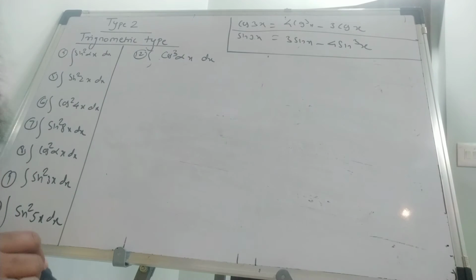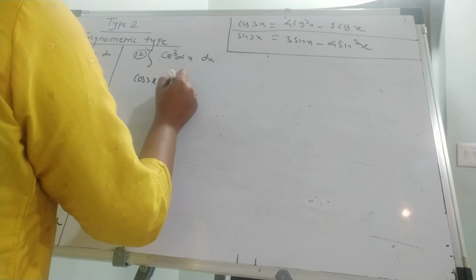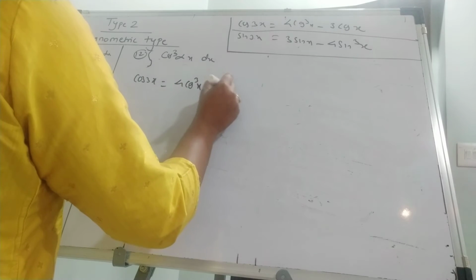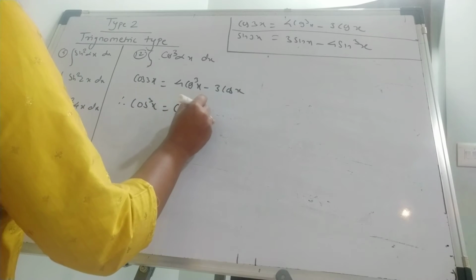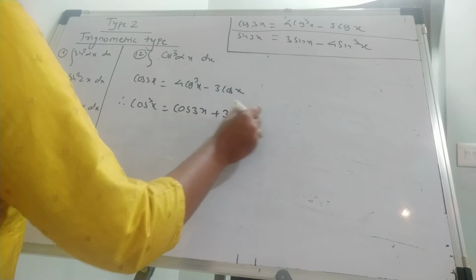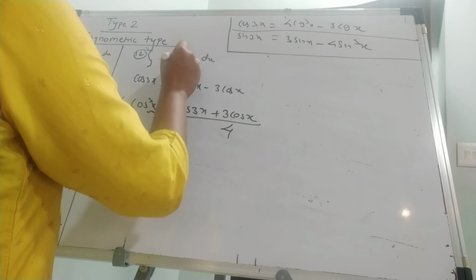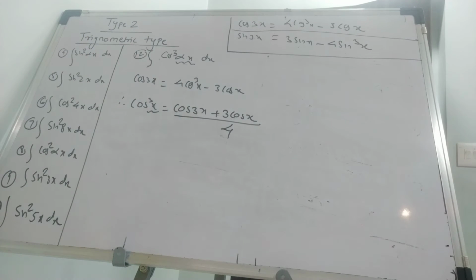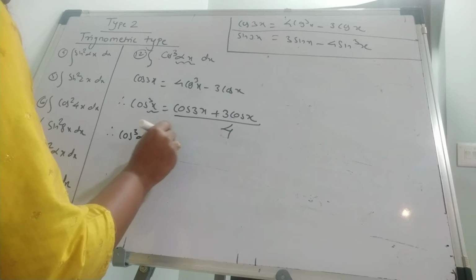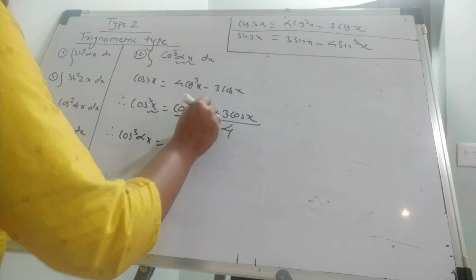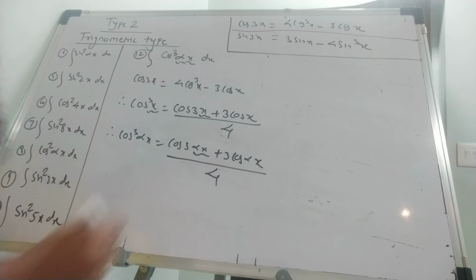Okay. Cos cube of alpha x, if we consider, you know, for cos of 3x triple angle formula, it is 4 cos cube x minus 3 cos x. So, cos cube x is cos of 3x plus 3 cos x divided by 4. Now we replace x by alpha x. So, cos cube of alpha x is cos of 3 alpha x plus 3 cos of alpha x divided by 4.